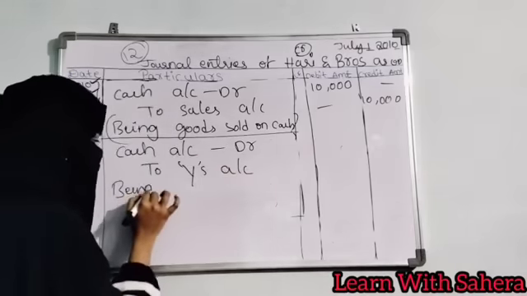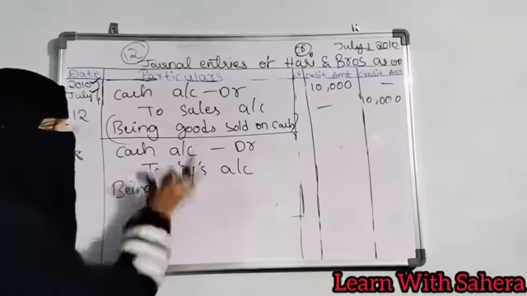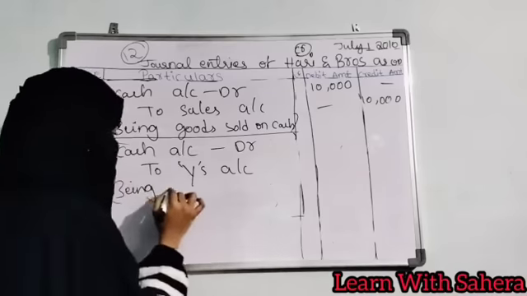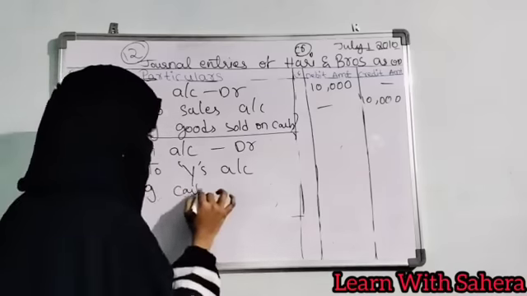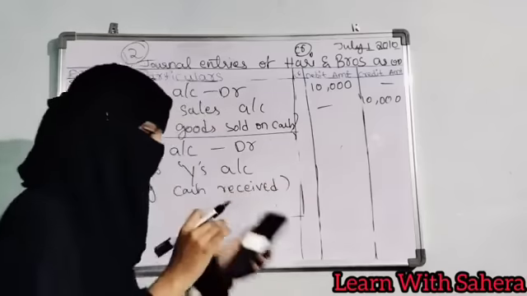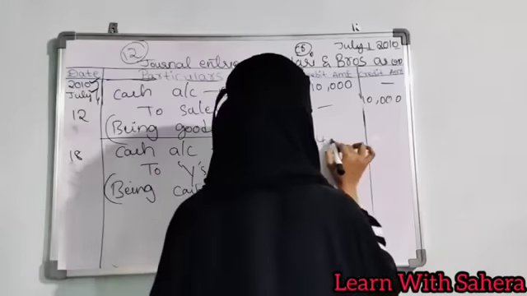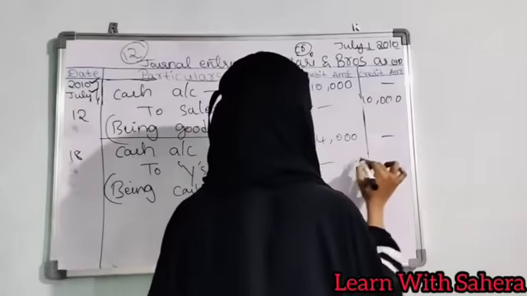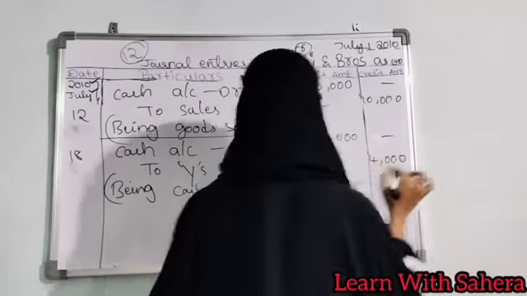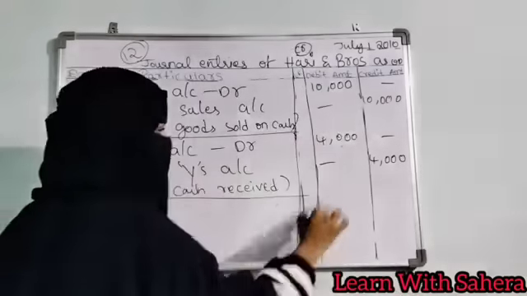Again, narration is compulsory. Without narration, you cannot complete a transaction. Being cash received. Okay, being cash received. How much is the amount? Amount is 4,000. Only 4,000. Okay, done with the transaction. You just draw a line, only till here, not to the amount.